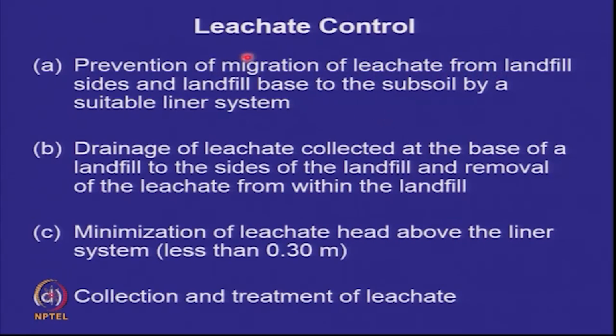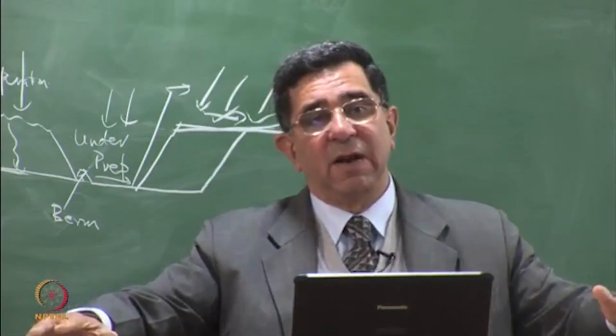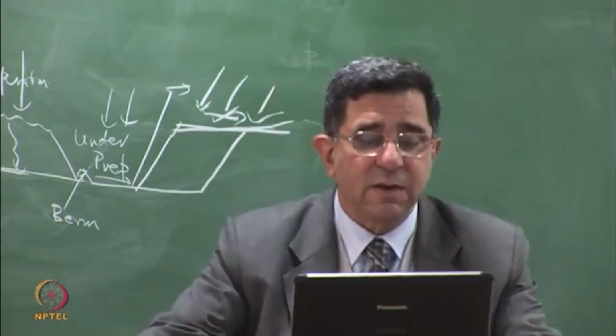First we have a liner which prevents this leachate from going down into the soil. Drainage of leachate collected at the base of a landfill to the sides of the landfill, and then removal of the leachate from the sides. That's critical. So you have to have a convex shape at the base of your landfill or at the base of your phase, and I'll show that.